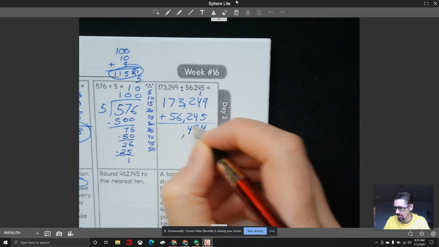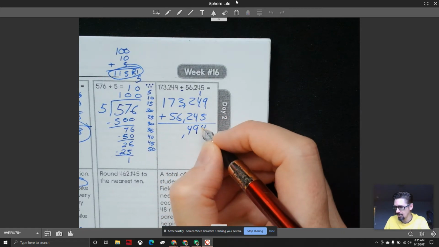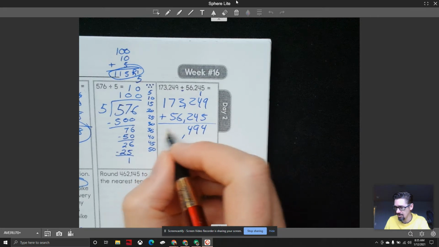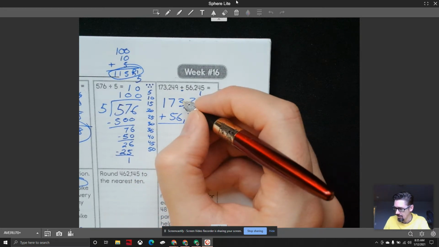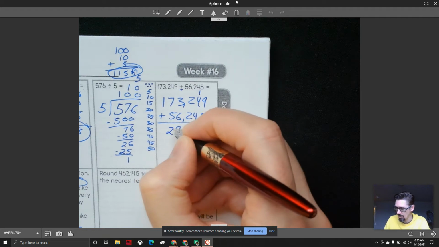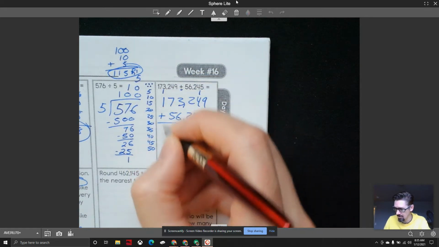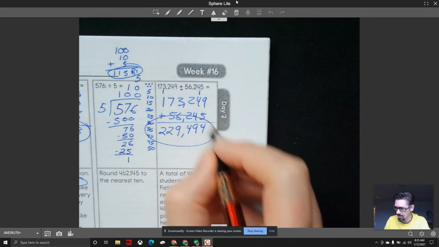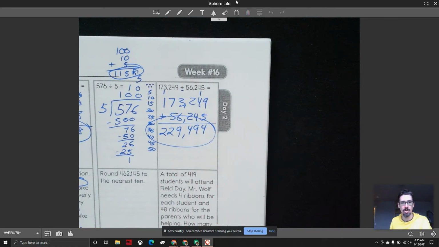Put the comma separating the 3 digits in the ones period from the 3 digits that will be in the thousands period. 3 plus 6 is 9. 7 plus 5 is 12. I regroup, I put that 1 up here. This is a 229,494.